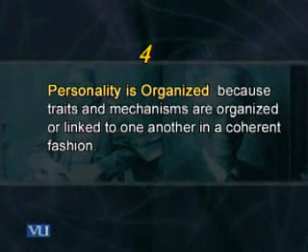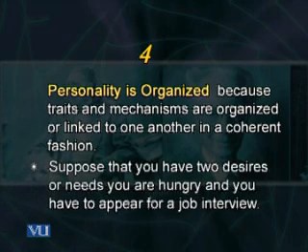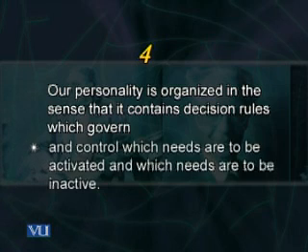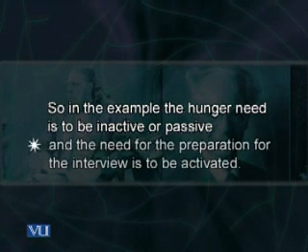Number 4, personality is organized. Personality is organized because traits and mechanisms are organized or linked to one another in a coherent fashion. Suppose that you have 2 desires or needs, you are hungry and you have to appear for a job interview and there is no time left for eating. Our personality is organized in the sense that it contains decision rules which govern and control which needs are to be activated and which needs are to be inactive. So in the example, the hunger need is to be inactive or passive, and the need for preparation for the interview is to be activated.